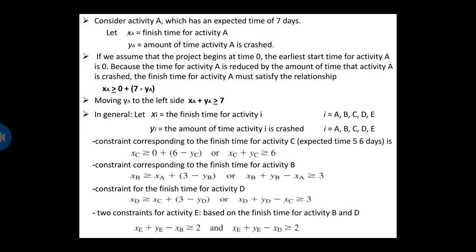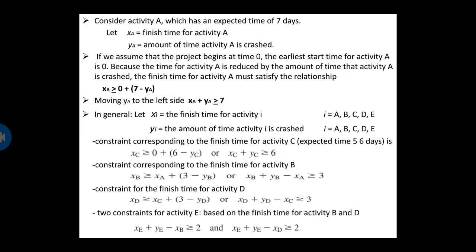In general, let x sub i be the finish time for activity i, and y sub i the amount of time activity i is crashed. If we follow the same approach that we used for activity A, the constraint corresponding to the finish time for activity C, whose expected time is 6 days, is x sub C greater than or equal to 0 plus 6 minus y sub C, or x sub C plus y sub C greater than or equal to 6.